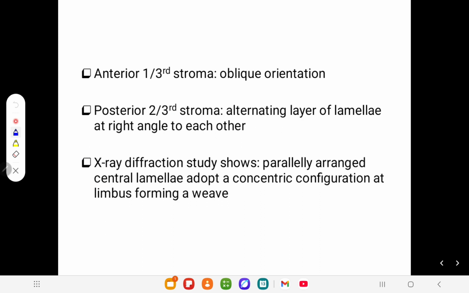So the anterior one third is obliquely oriented. That's very important. Because of this, the anterior one third is actually way stronger than the posterior two thirds. The strength of the stroma always lies in the anterior one third because of its orientation. It's very important whenever you talk about refractive surgery.